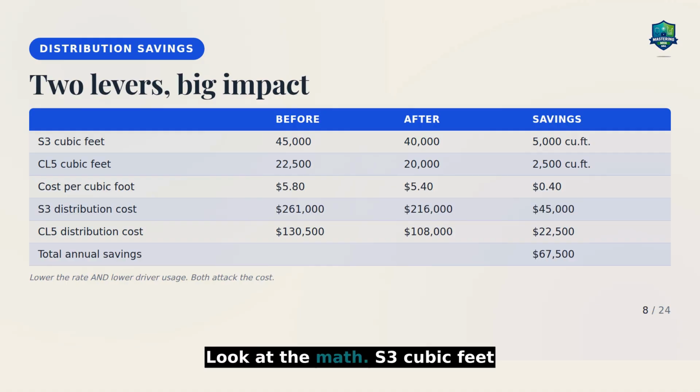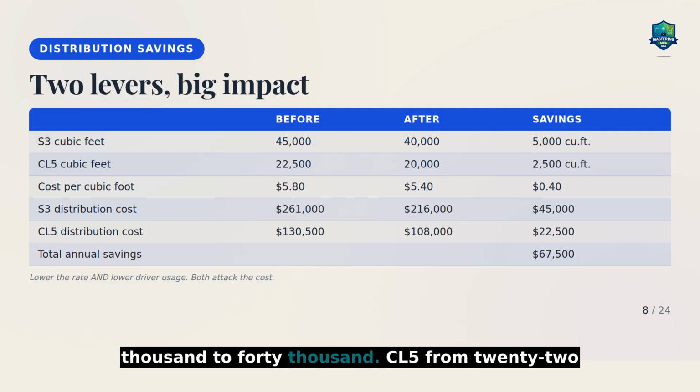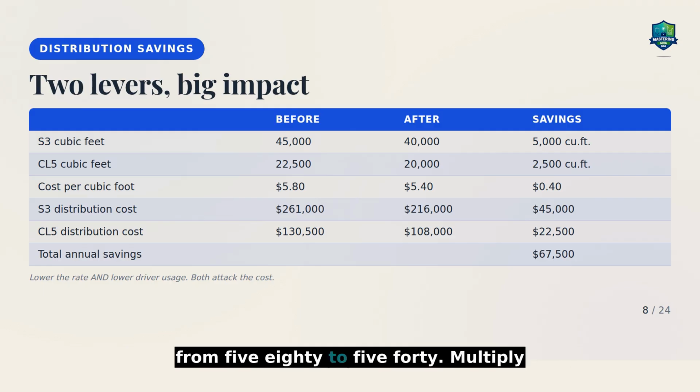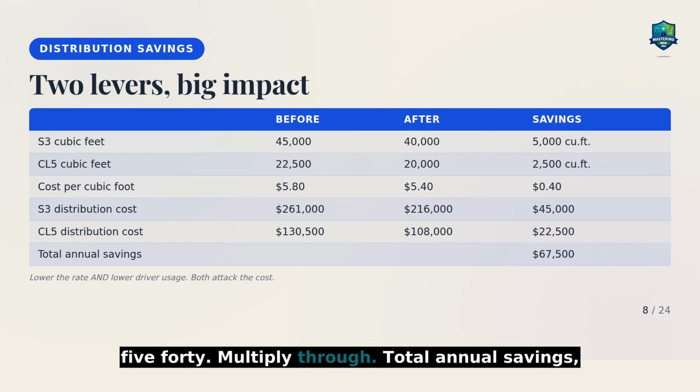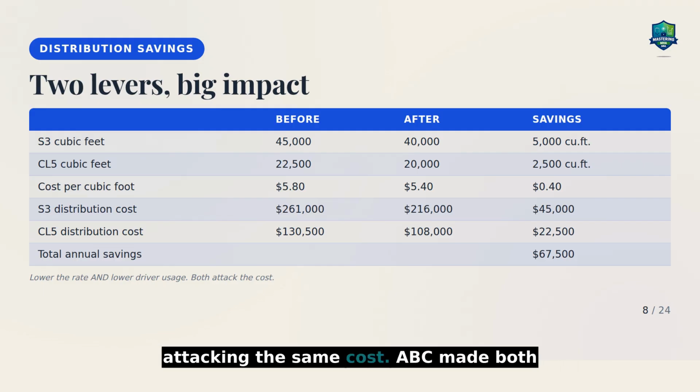Look at the math. S3 cubic feet dropped from 45,000 to 40,000. CL5 from 22,500 to 20,000. The rate drops from 580 to 540. Multiply through. Total annual savings $67,500. 2 levers, both attacking the same cost. ABC made both levers visible.